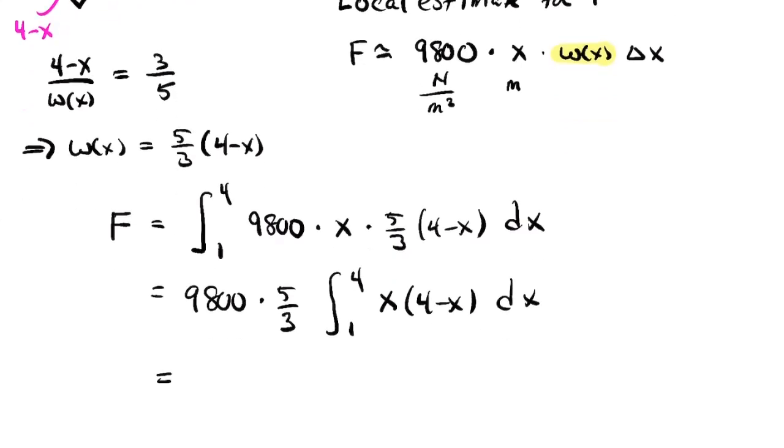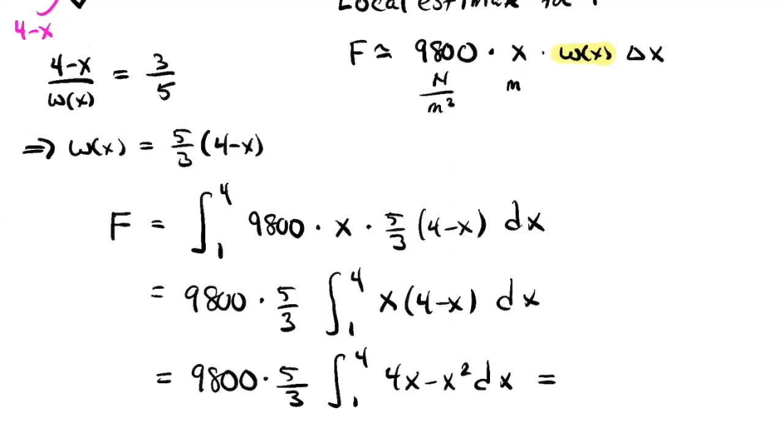I'm going to write one more expression here. That's 9,800 times 5/3, integral from 1 to 4 of just 4x minus x squared. And that integral is not difficult. I'm going to skip the computation of it to save time, to keep this video a little bit shorter, but I hope you'll work it out. Use all those constants and everything. You should get 147,000. And in this unit system, that's 147,000 newtons. Okay, so that's the force on our triangular plate.